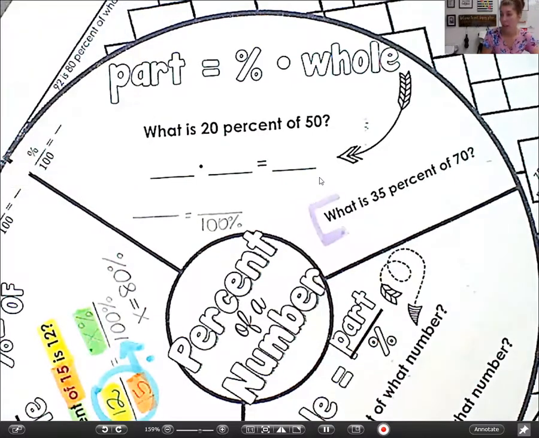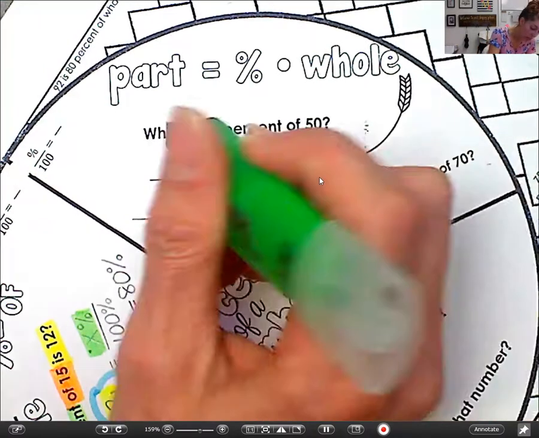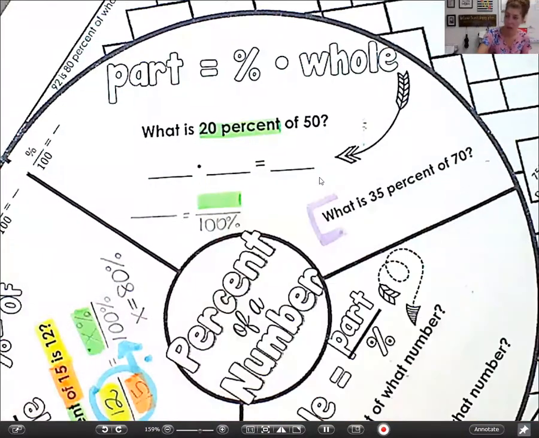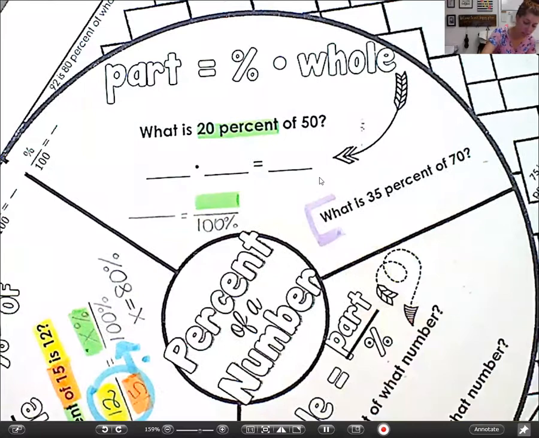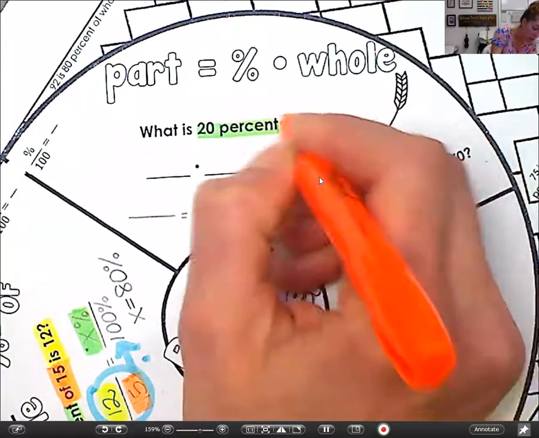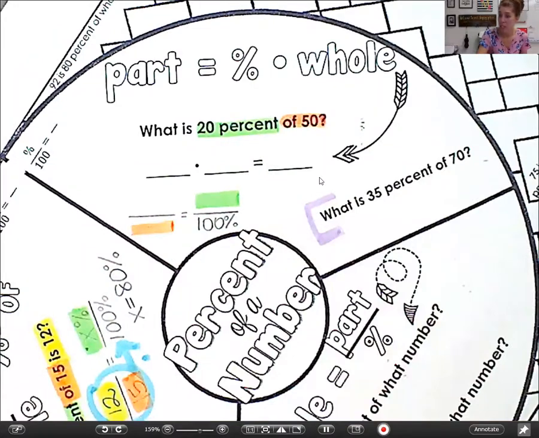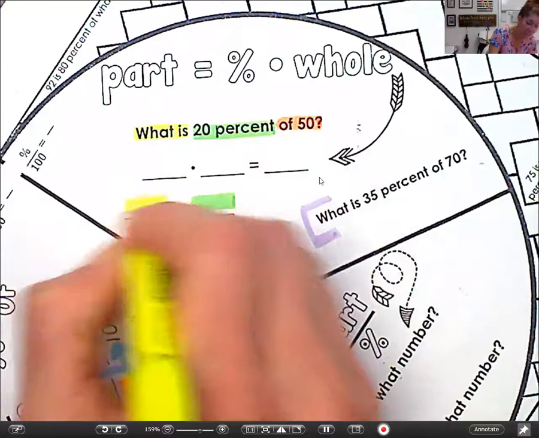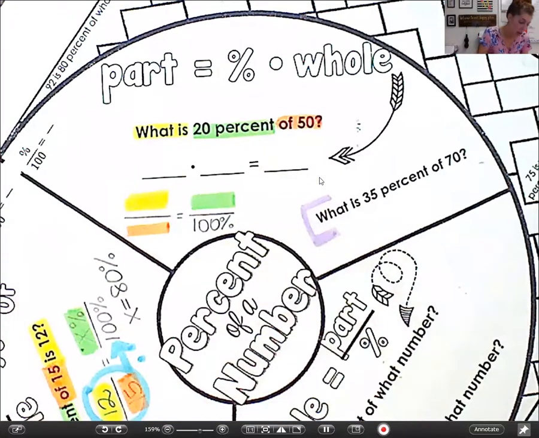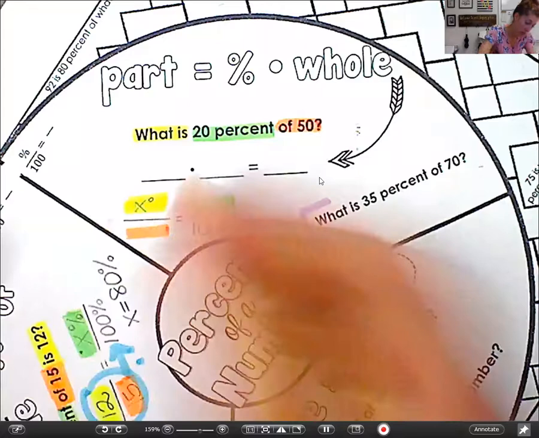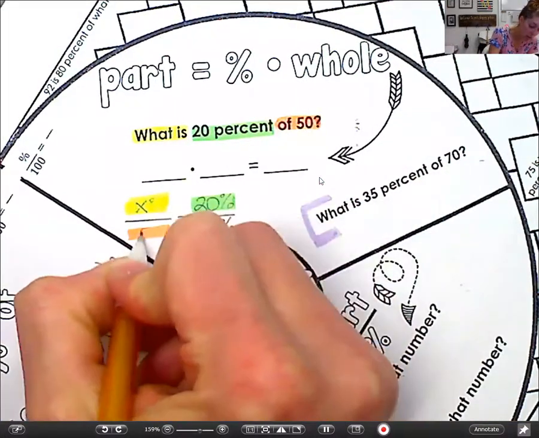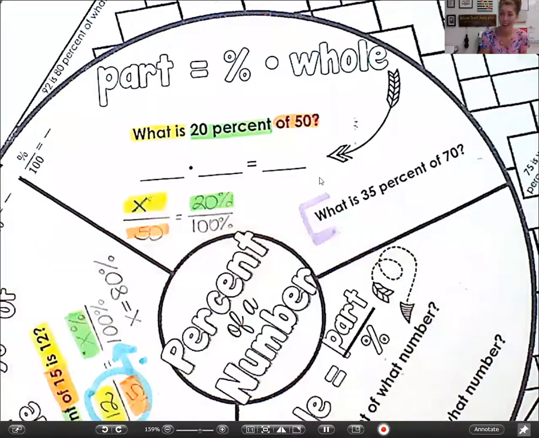All right, so now I'm just going to kind of look and see what I have here. So it says 20%, that's my percent I'm looking for. I see it says of 50, that's where 50 is going to go. And what is? We don't know the is. That's our missing piece. What is 20% of 50? Okay, what is that number?